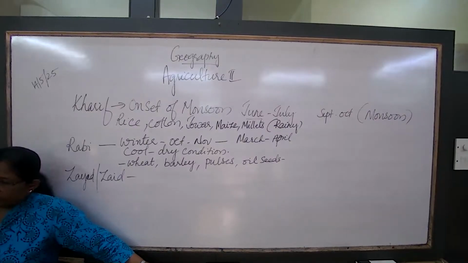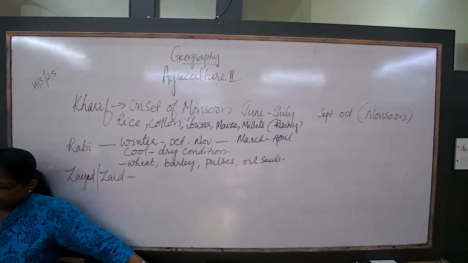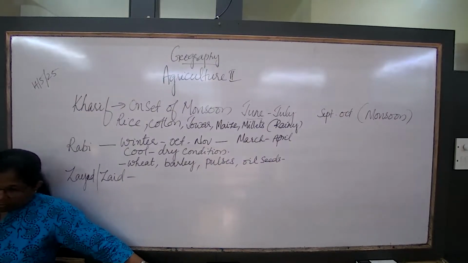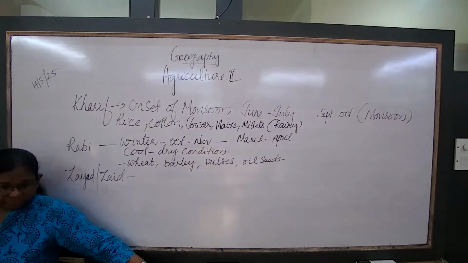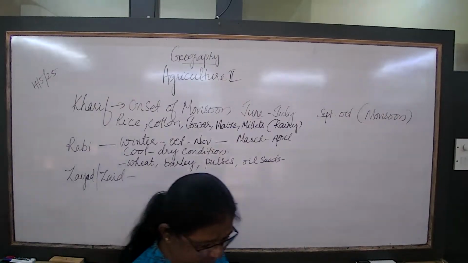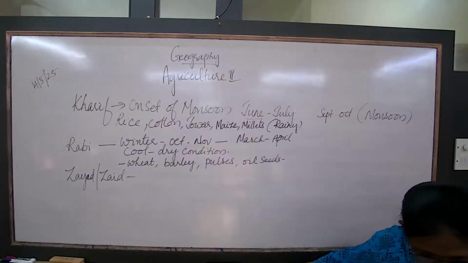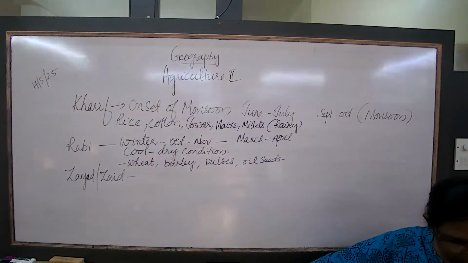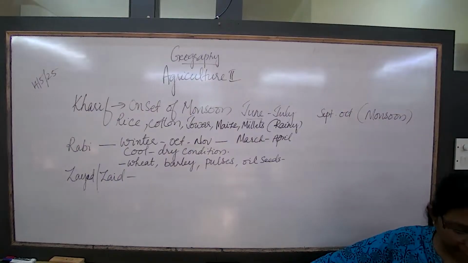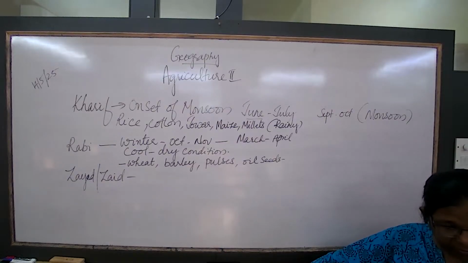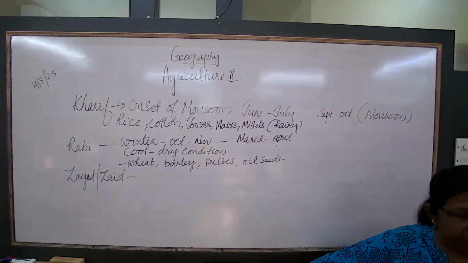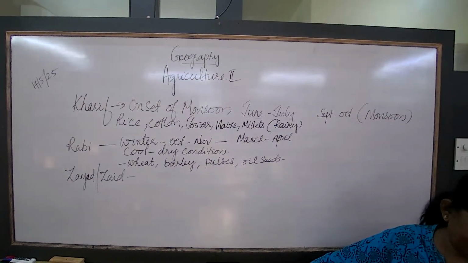So now there is climate. Four seasons now. Hot and dry is March to May. And the southwest monsoon season is from June to September. Retreating monsoon is from October to November, this is what I told. And the northeast monsoon is from December to February.